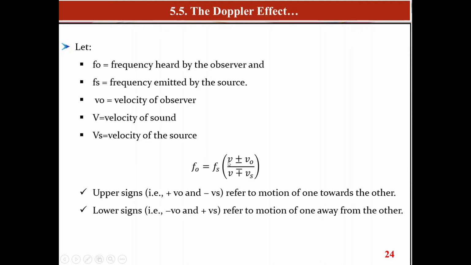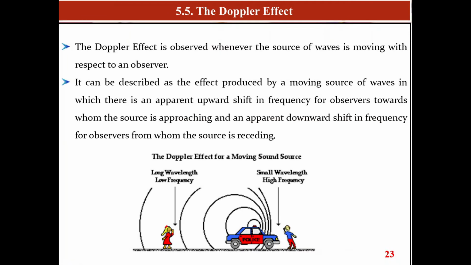So V is the velocity of sound, V sub naught is the velocity of the observer, and V sub s is the velocity of the source. So with this formula, you can find the frequency received by this one, the frequency received by this one. For example, as you can see, the person here is receiving higher frequency, and the person here is receiving lower frequency.